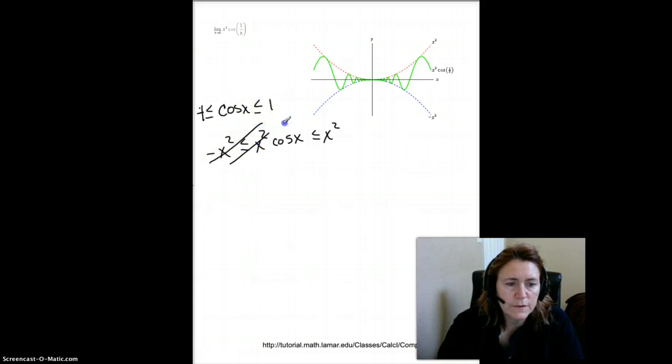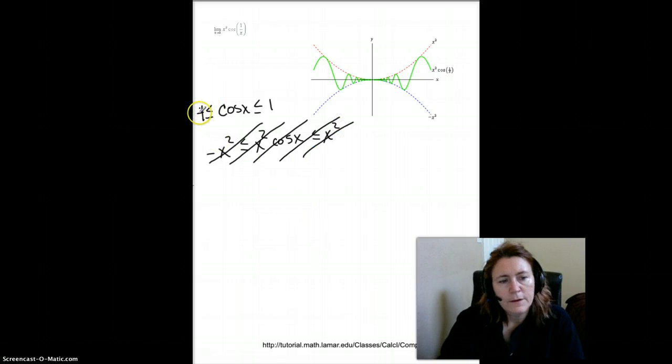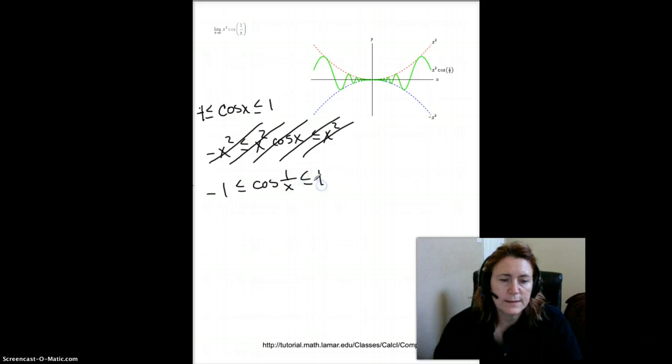So you do this on the AP test. This is exactly what you do. You cross it out. You go, oops, I made a mistake. Negative 1 is less than or equal to cosine of x is less than or equal to 1. Okay, and that's for every value. So it is also true that cosine of 1 over x is bounded by 1.